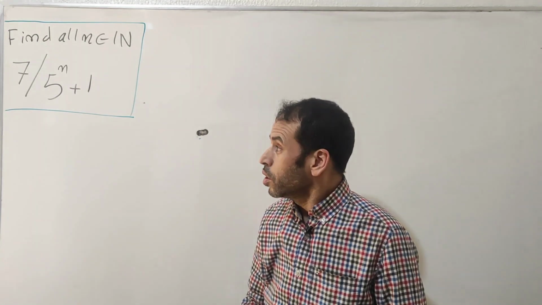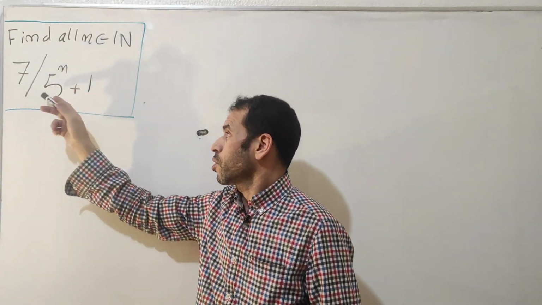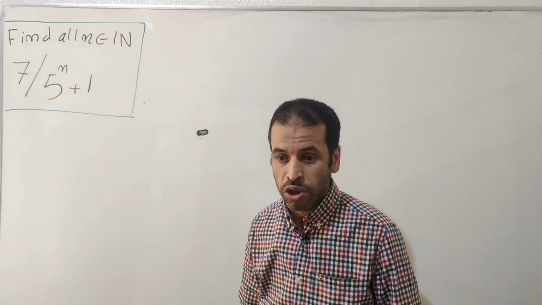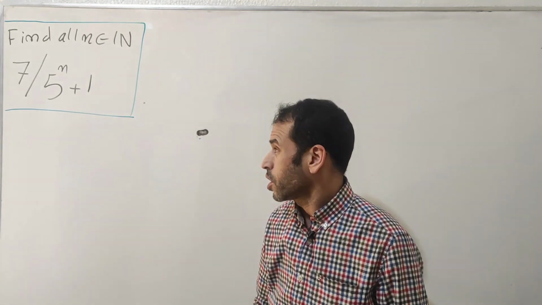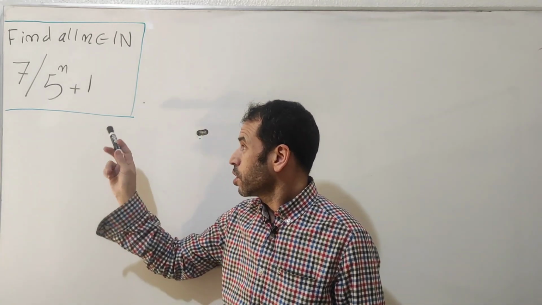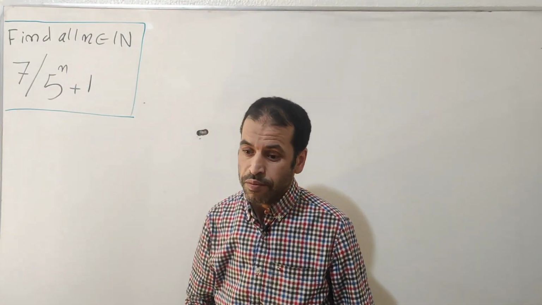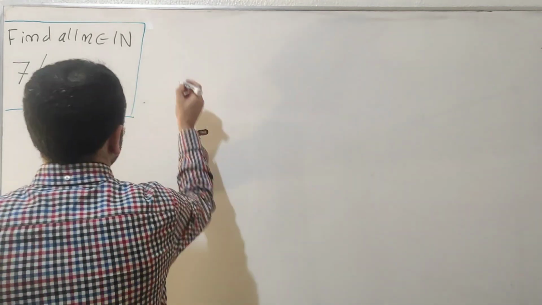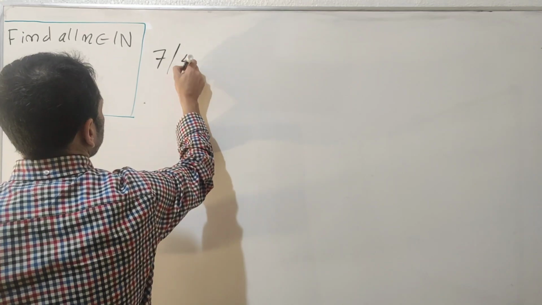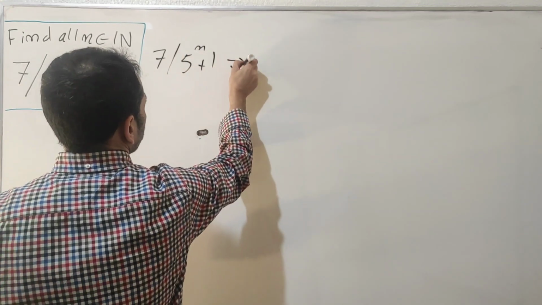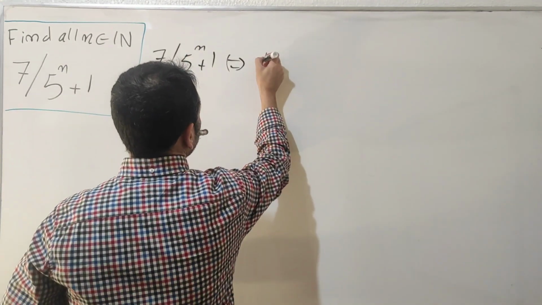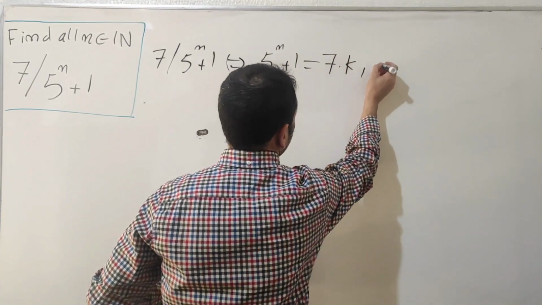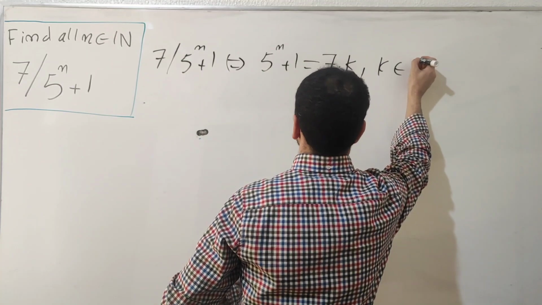So let's link this right away to the chart, because the chart is going to give us a nice and real image to find those values of n as a natural number. Before we do that, let's express this as a divisibility property. We say 7 divides 5 to the n plus 1. This is equivalent to 5 to the n plus 1 equals 7 multiplied by k, where k is some natural number.